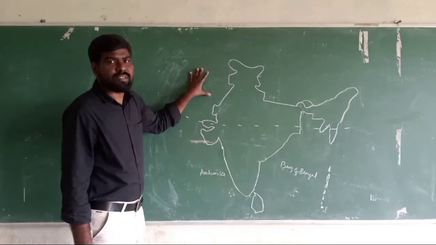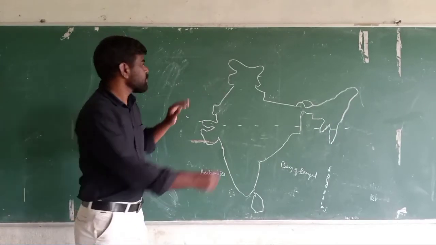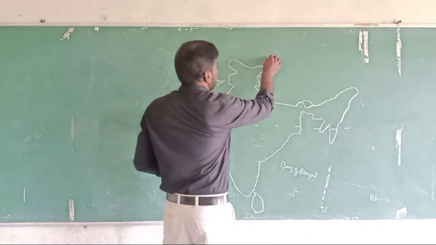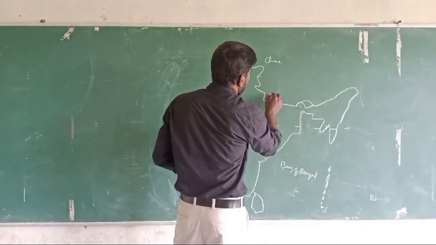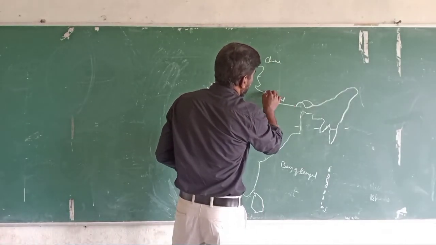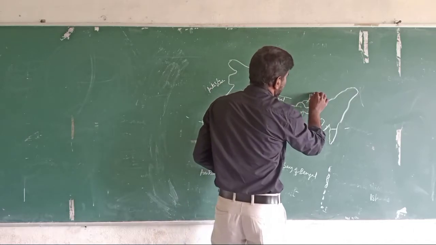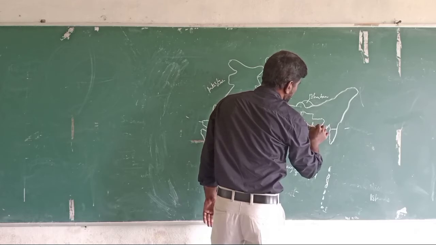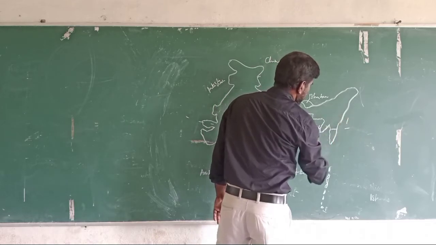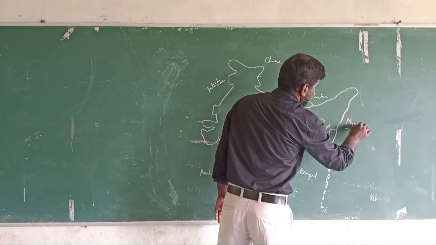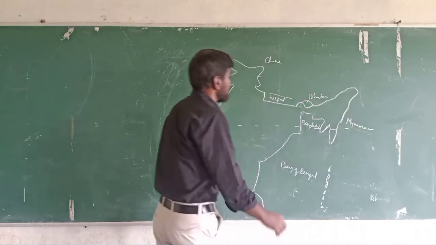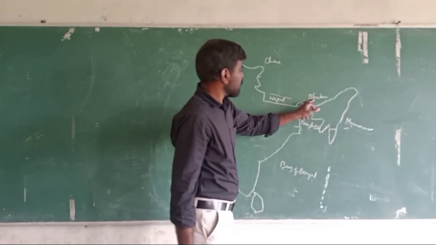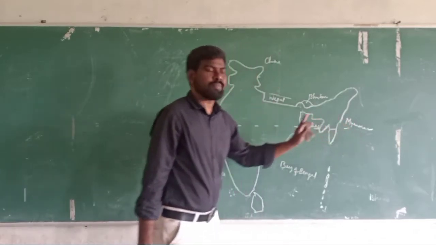India shares its common boundaries with Pakistan on the northwest, China on the north, Nepal, Bhutan, Bangladesh, Myanmar. It shares common boundaries with Pakistan, China, Nepal, Bhutan, Bangladesh, Myanmar.